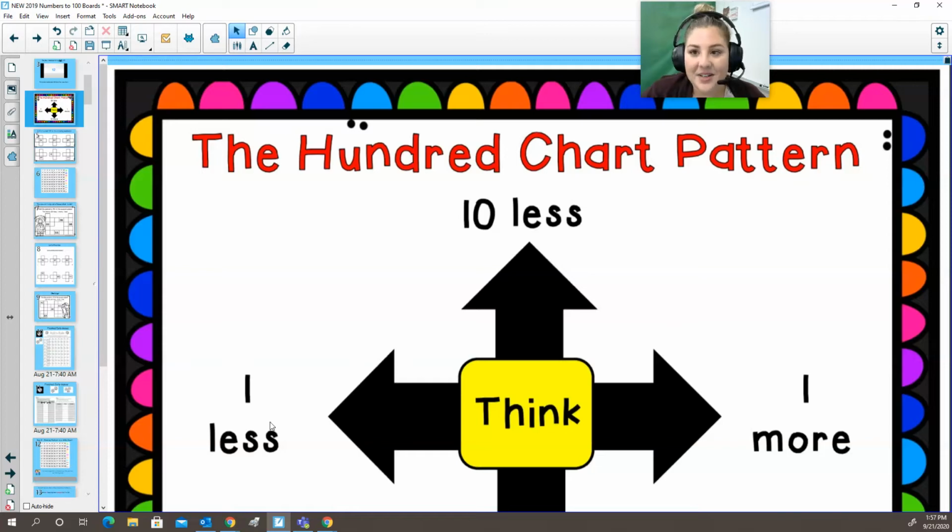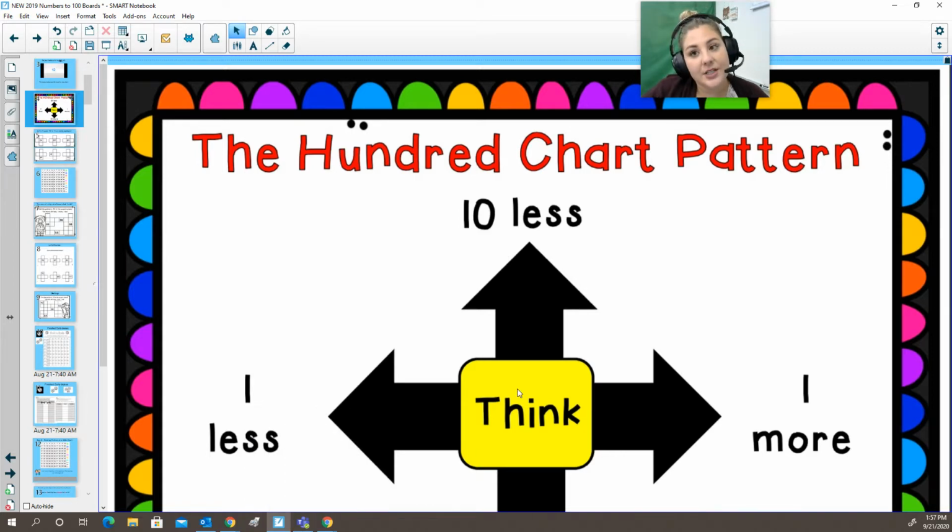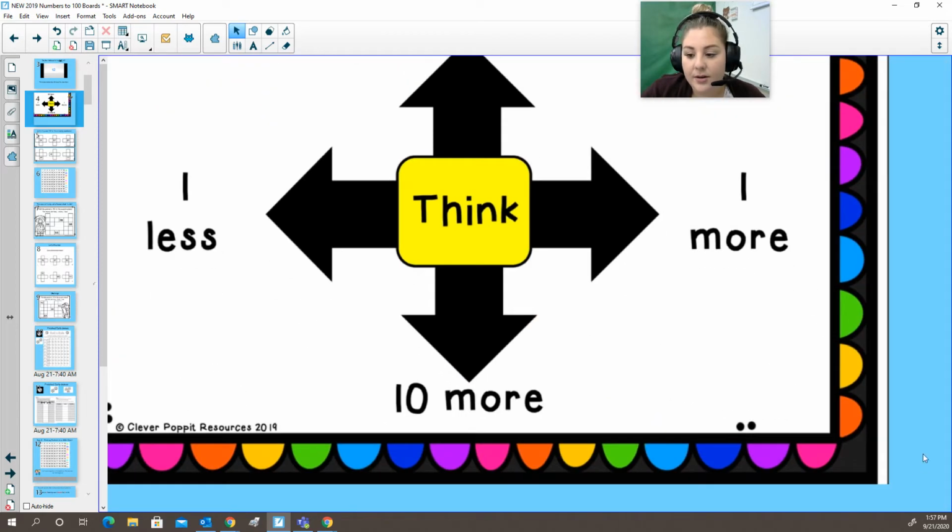Hi, grade two. So now that you've discovered and experimented a little bit with the hundreds chart, today you're going to be working a little bit more with the patterns that exist in the hundreds chart, and then you can see the way the numbers relate to each other and how they're the same and different. So first, we're going to look at this pattern poster.